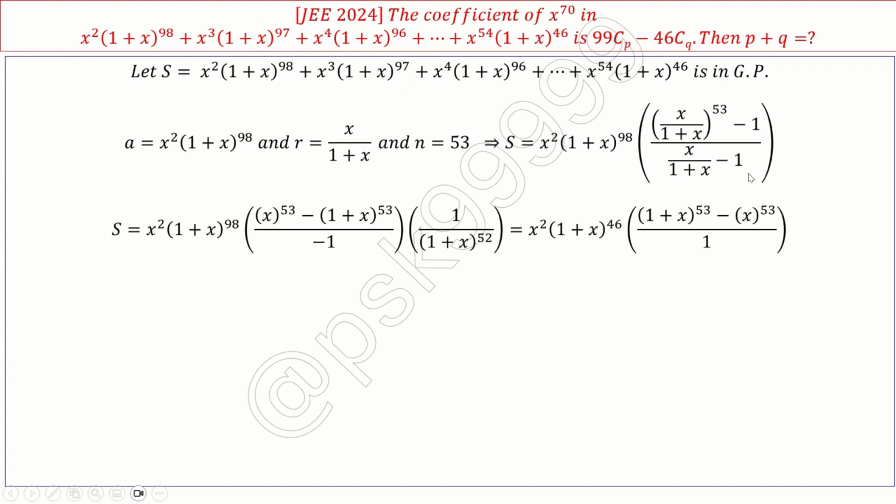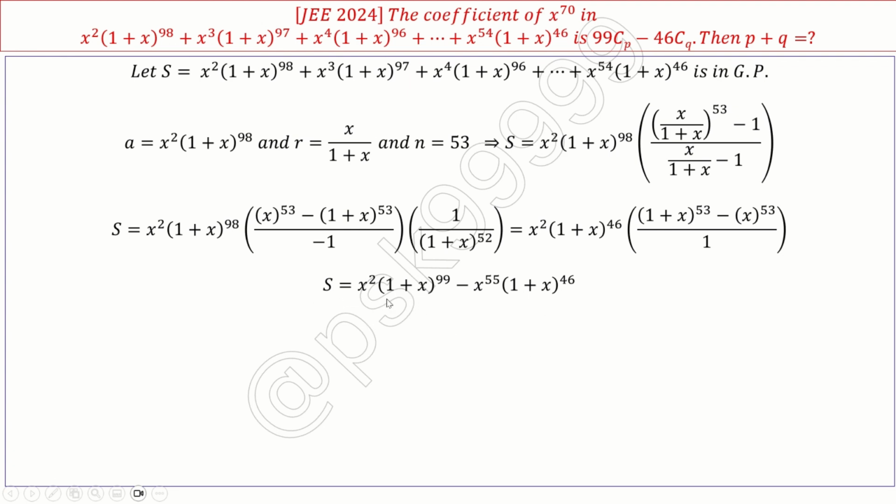Okay, if I simplify, it's just a simplification, you can do it yourself. What I'll get is S equal to x square into (1 plus x) whole to the power of 99 minus x to the power of 55 into (1 plus x) whole to the power of 46. Now this is simple. Only two binomial expressions are there. Okay, now I need x to the power of 70. So take x to the power of 70 from these two terms and the coefficient of that one. Correct? That's all I need.